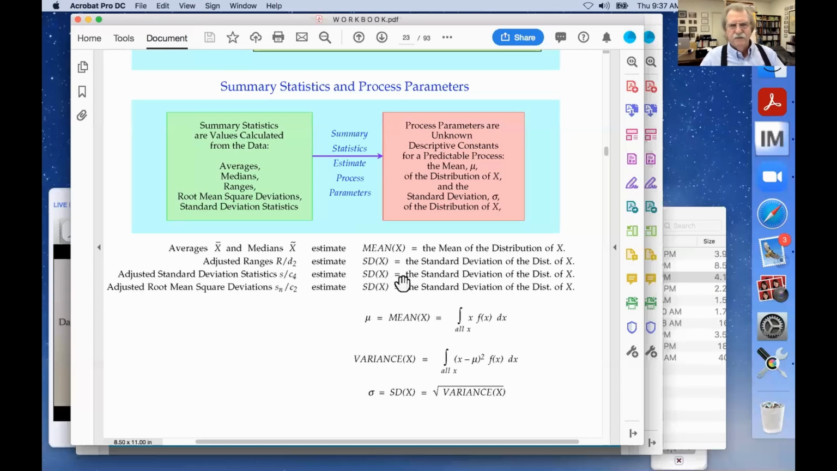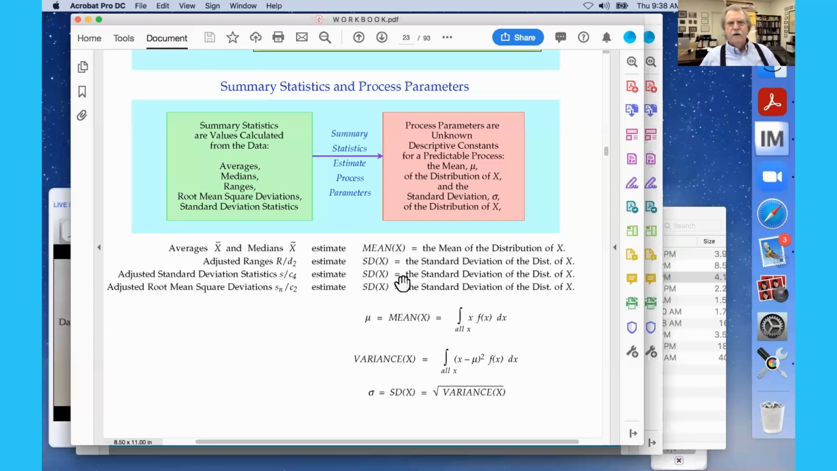I didn't invent this mess, folks. I know we've got a standard deviation that's a parameter and a standard deviation that's a statistic. I will at least try to attach a label: if it's S, it's a statistic. If it's SD parentheses x, it's a parameter. And there's a glossary in the back of the textbook that says just that. And the adjusted root mean squared deviation, S sub n divided by c2, also estimates the standard deviation parameter. Sheesh.